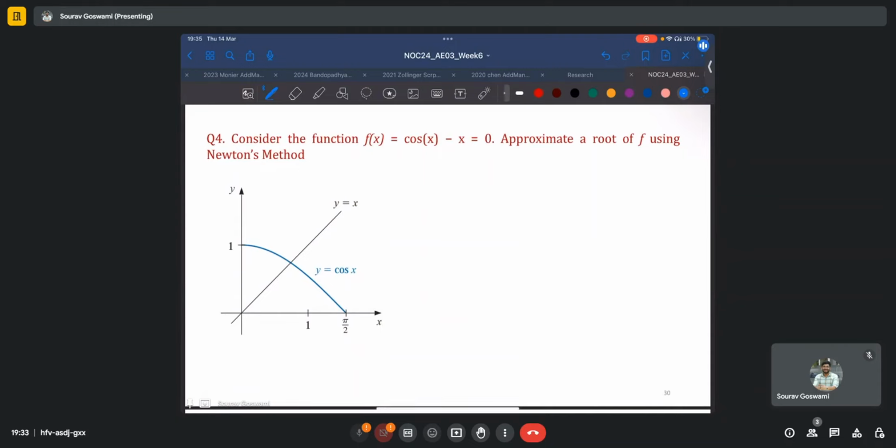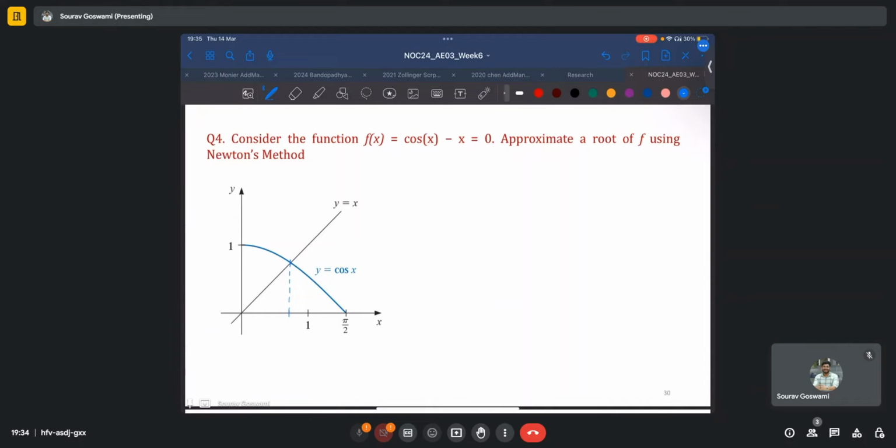We also do a few iterative steps of this manually. So say we have the function f(x) = cos x minus x equal to 0, and we are asked to approximate a root of this function using Newton's method. It is also graphed here for our convenience, and we see that the solution of y equals x and y equals cos x occurs somewhere here, except we don't quite know what that point is.